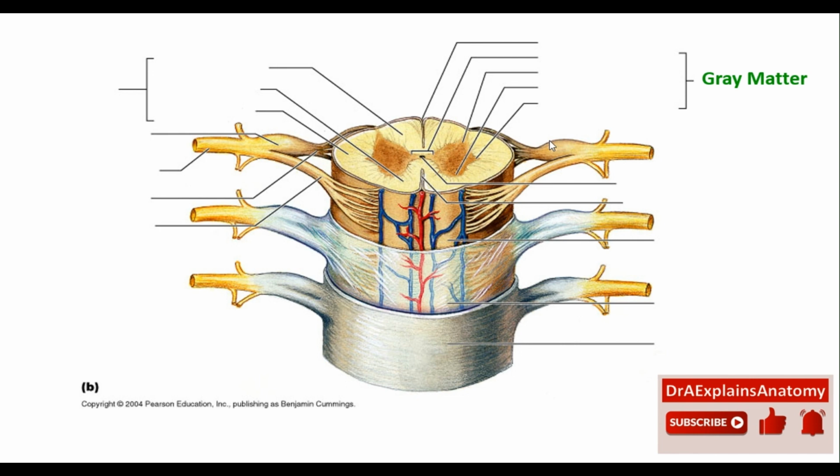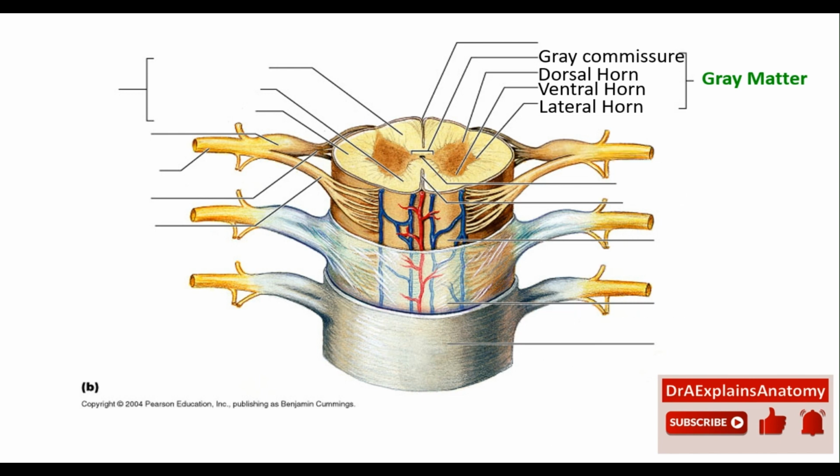Based on that, the gray matter, which looks like a butterfly, this part of the gray matter is the dorsal horn because it is located toward the posterior aspect of the spinal cord. Whereas this is the ventral horn. Ventral means anterior. On the side, we have the lateral horn. So the gray matter consists of the dorsal horn, ventral horn, and the lateral horn.